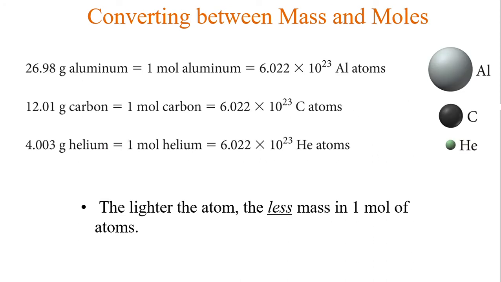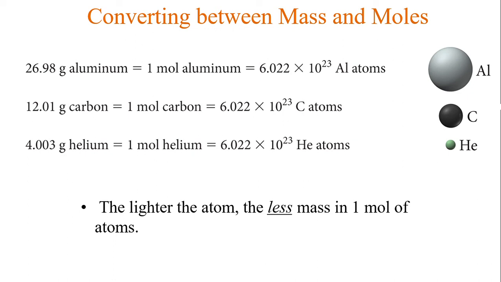For example, 26.98 grams of aluminum would be 1 mole of aluminum because one atom of aluminum has an atomic mass of 26.98 AMUs. And that would represent 1 mole of aluminum atoms. In other words, 1 Avogadro's number of aluminum atoms. 1 mole of carbon atoms, in other words, 1 Avogadro's number of carbon atoms would be 12.01 grams. Why? Because that is what 1 atom of carbon has in terms of AMUs, 12.01.